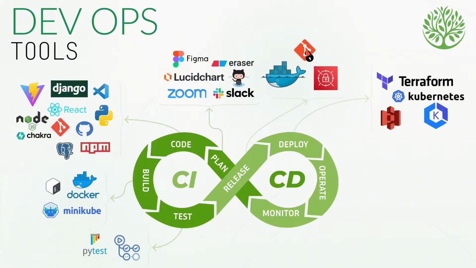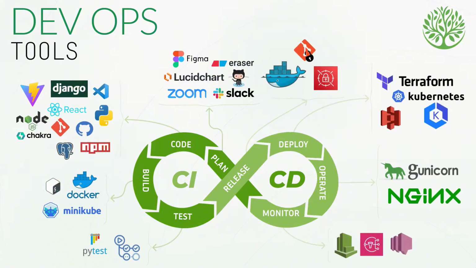We collaborated using Slack, Zoom, GitHub projects, and Figma to plan features, assign tasks, and stay aligned as a team. For development, we used a modern stack of React for the front end, Django for the back end, and Chakra UI for component styling. Everything was containerized and tested using Docker, PyTest, and GitHub Actions.